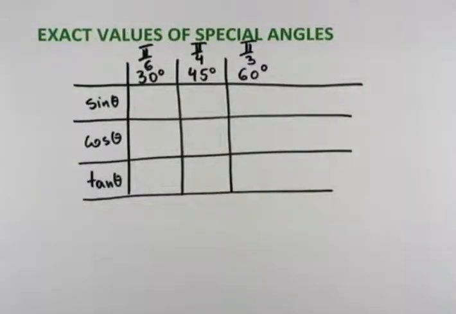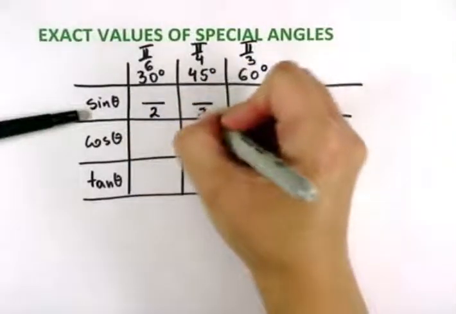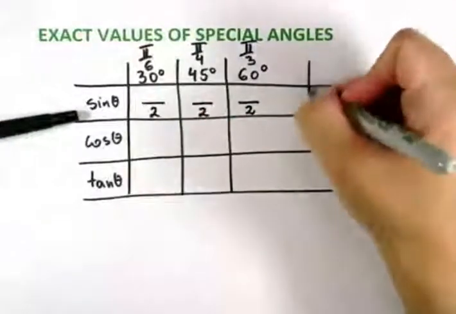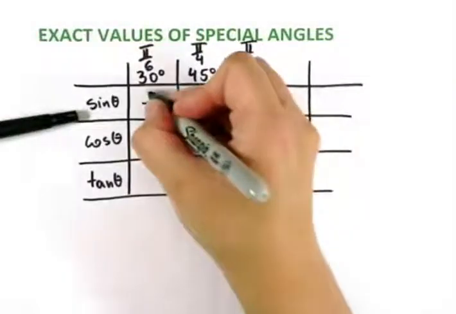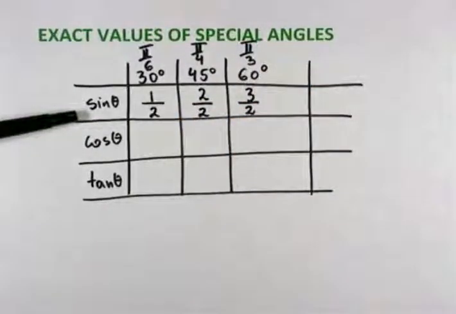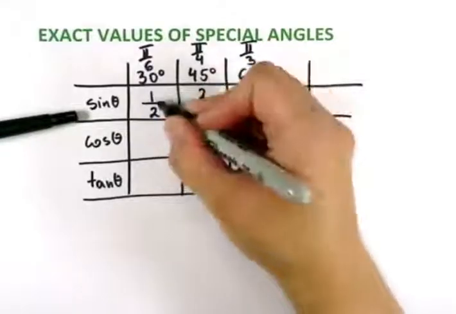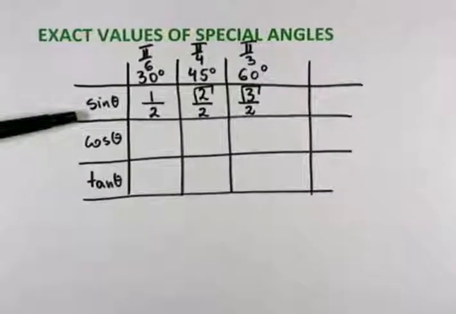And now please pay attention, how do we construct this? For sine, I will write everything over 2, everything over 2, everything over 2. Now on top I can write 1, 2, and 3, and I take the square root of everything. Square root of 1 is 1, so I leave it. Square root of 2 and square root of 3. And that's it. Those are my values for sine.